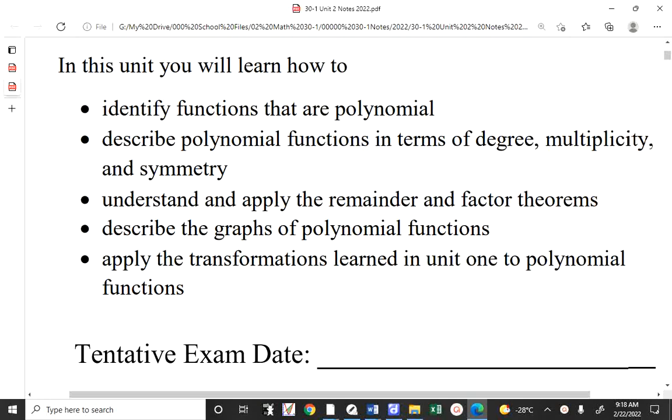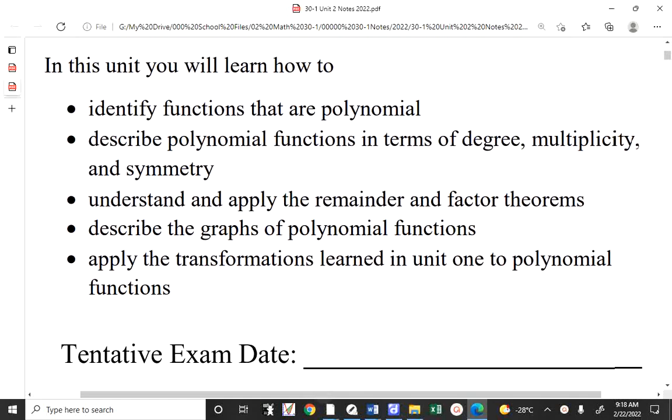So what we're going to be doing in this unit is you have to be able to identify whether a function is polynomial or not. That's a classification. There are these definitions of things. One is going to be the definition of degree, the definition of multiplicity, the definition of symmetry. And we're going to have to be able to describe the graphs of polynomial functions by looking at the degree and the multiplicity and the symmetry.